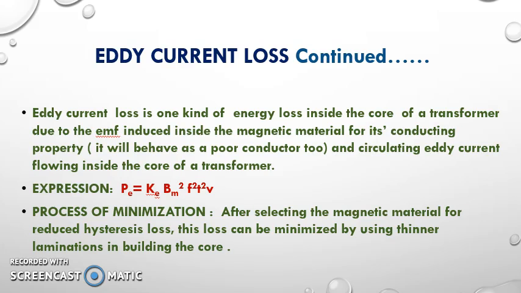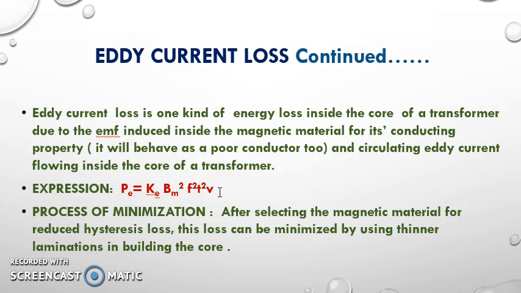What is I square Re? I is the eddy current flowing or circulating inside the core, and Re is the resistance of the core. Another expression of eddy current loss, which is extensively used, is P equal to Ke Bm square F square T square V. P is the eddy current loss, Ke is the eddy current loss coefficient, Bm is maximum flux density, F is the frequency, T is the thickness of lamination, and V is finally the volume of the core.